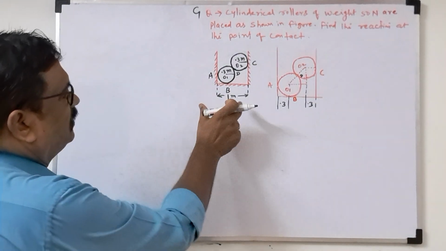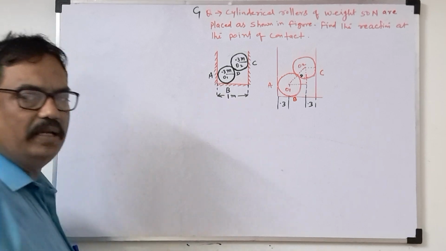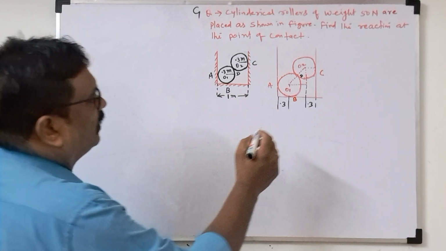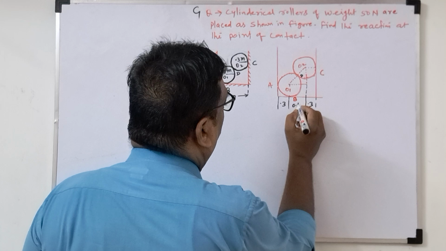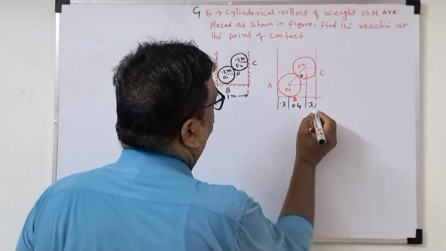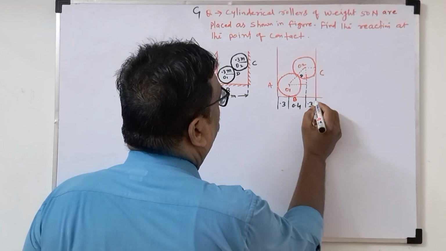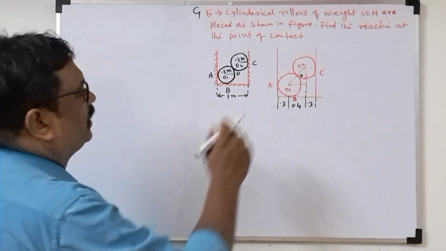Total length they have given is 1. So 1 minus 0.6 will come 0.4 meter. All are in meters, so I am not writing the units.